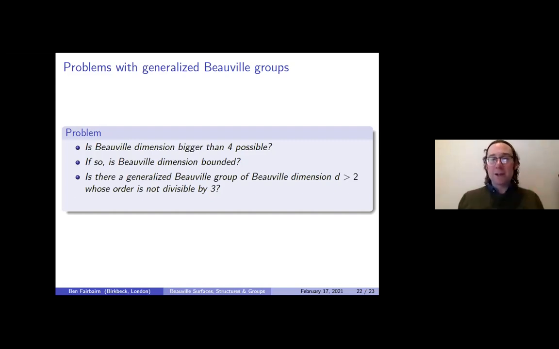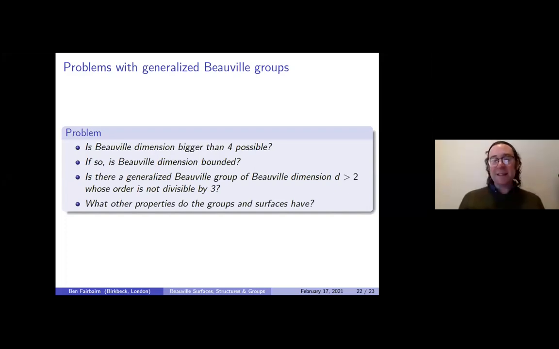That nice idea lasts all of about 2 minutes. When you start looking through Ludo's list of 1,000 groups of order at most 1,023, you do find examples of groups of Beauville dimension 3 or 4 where the order is not divisible by 9. But in particular, you seem to always have order divisible by 3, and we can't figure out why. It wouldn't surprise me if this was just an artifact of only looking at small groups, and there probably are Beauville groups with dimension bigger than 2 whose order is not divisible by 3, but we don't know of any examples as things stand.